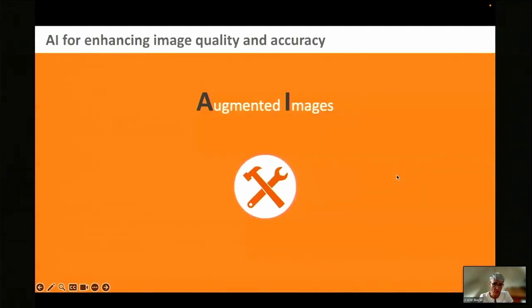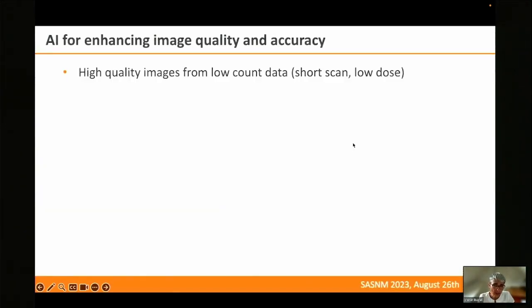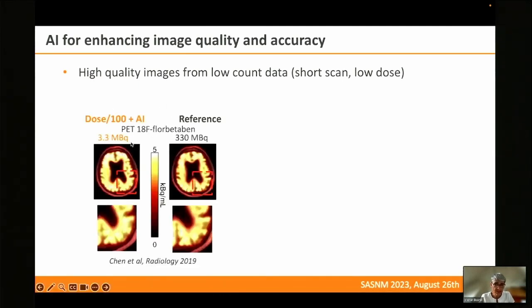So let's start with the use of AI to enhance image quality and accuracy. A well-known example is that AI can be used to get high-quality images from low-count data, that is, using either shorter scan or lower dose scan. So for instance here, you can see that beta amyloid PET images of excellent quality can be obtained using only 1/100th of the usual injected dose.